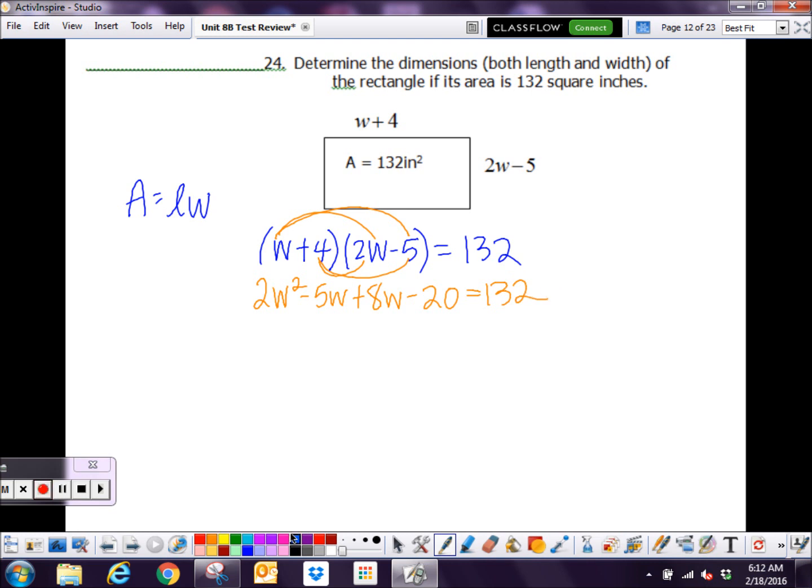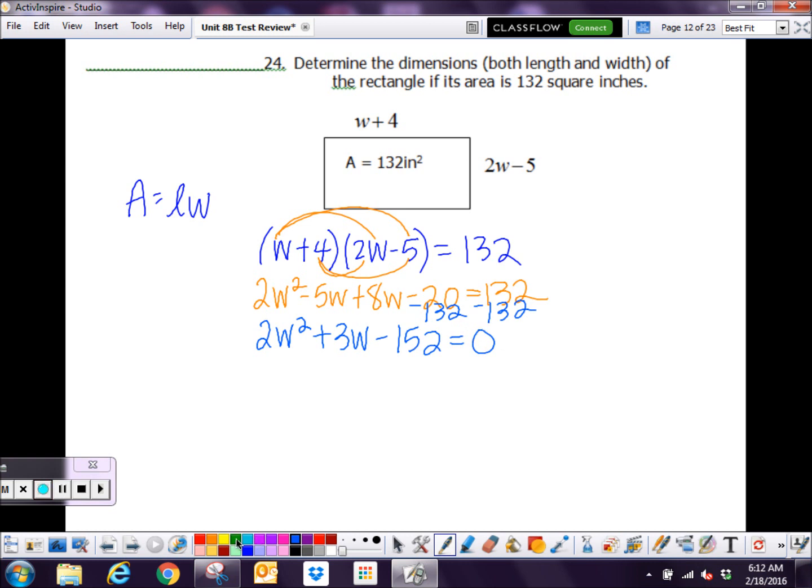Now I'm going to combine these things. So I've got 2w squared. Negative 5w plus 8w is a positive 3w. And if y'all are okay with this, I'm going to go ahead and subtract 132 from both sides right now, so I don't have to worry about it again. And so that gets me minus 152.